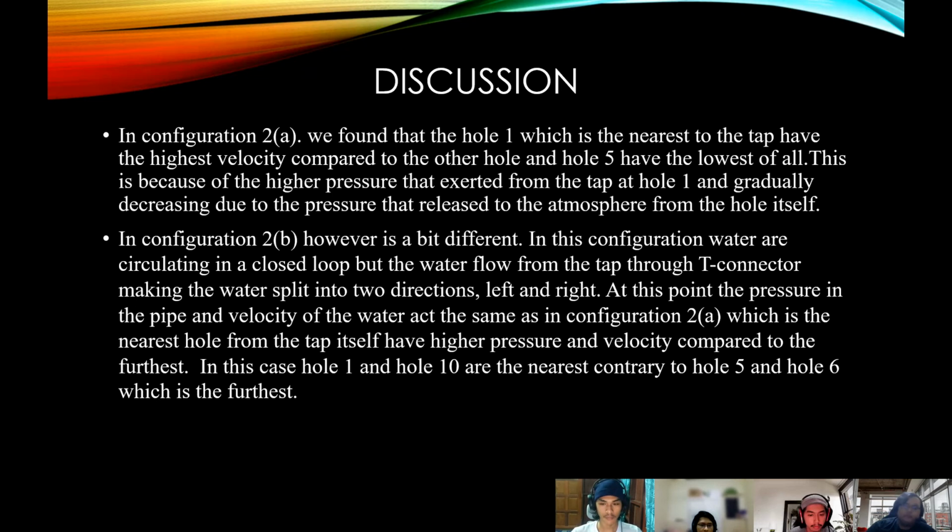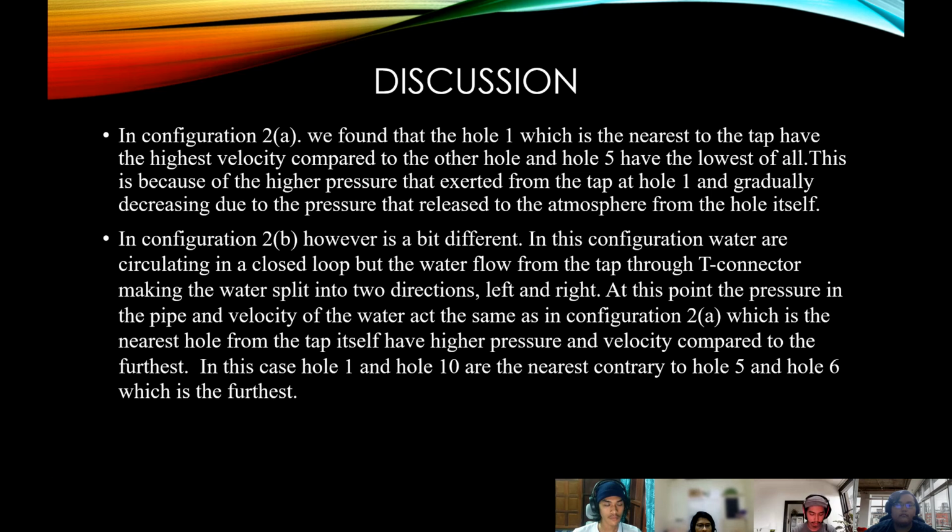So in configuration 2A, we found that hole 1, which is the nearest to the tap, has the highest velocity compared to the other holes, and hole 5 has the lowest of all. This is because of the higher pressure exerted from the tap at hole 1, gradually decreasing due to the pressure released to the atmosphere from the holes themselves.